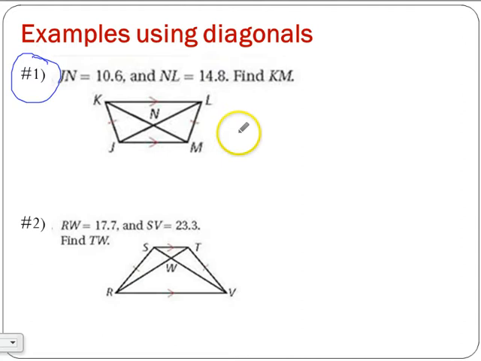All right, let's do one example. Let's just do number 1 here. We're given the length of JN. JN is 10.6.